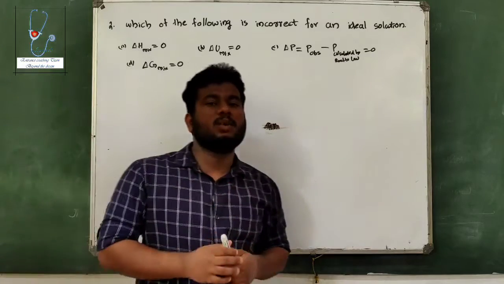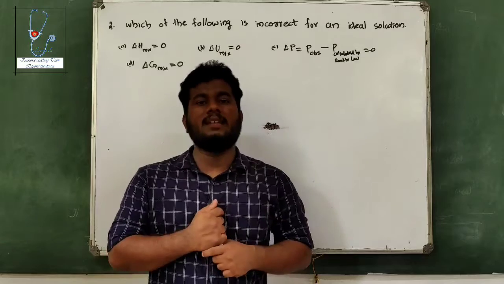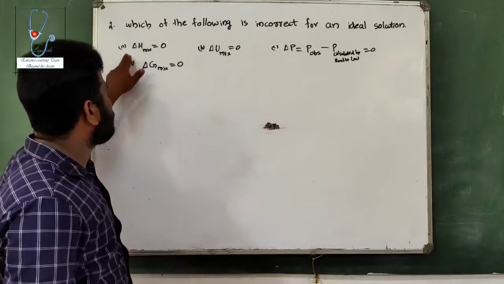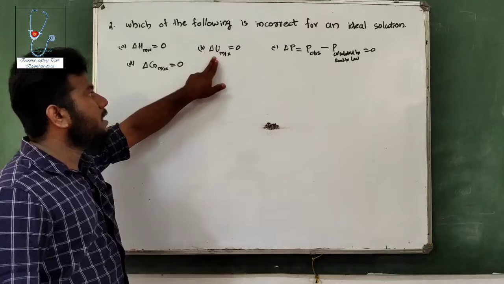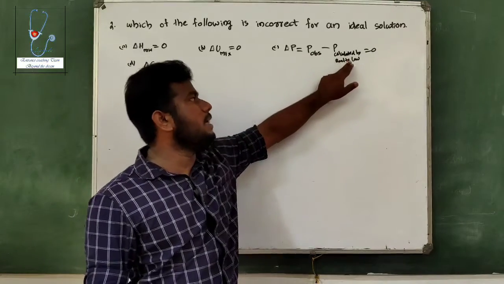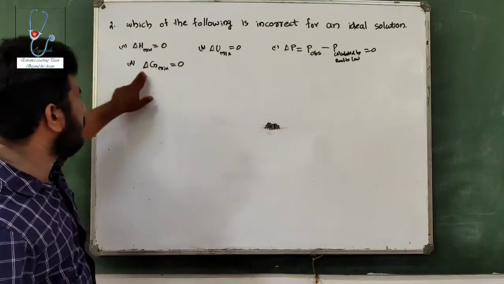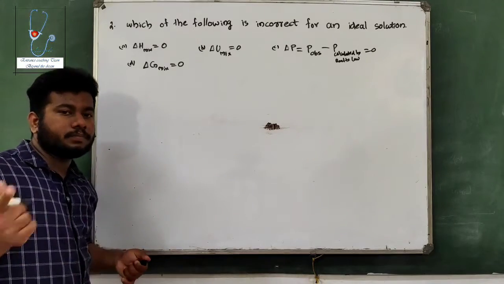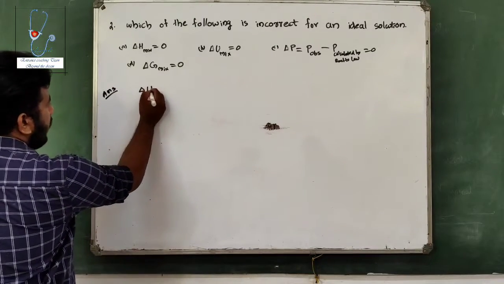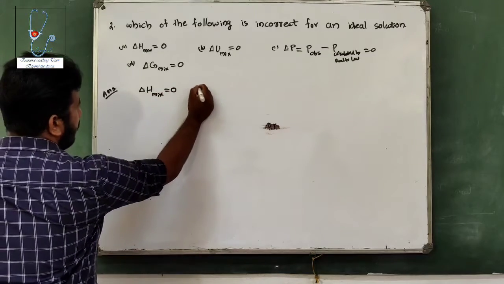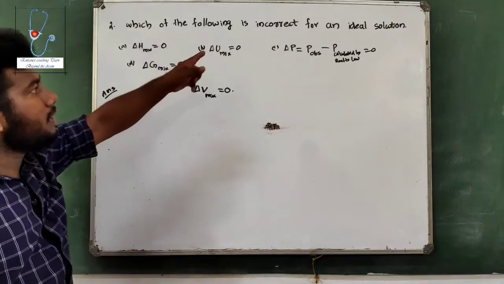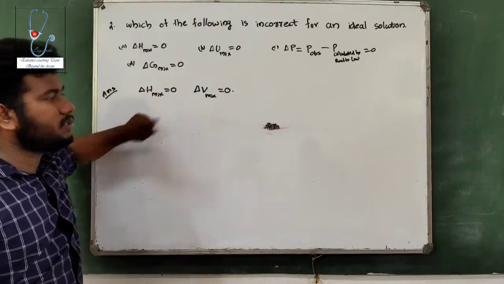We know that an ideal solution is one which obeys Raoult's law for the entire range of concentration. We have the options: A, delta H mix is equal to 0; B, delta U mix is equal to 0; C, delta P is equal to P observed minus P calculated by Raoult's law is equal to 0; and D, delta G mix is equal to 0. We know that for an ideal solution delta H mix is equal to 0 and delta V mix is equal to 0. Hence, the first option is not incorrect, it's a correct option.